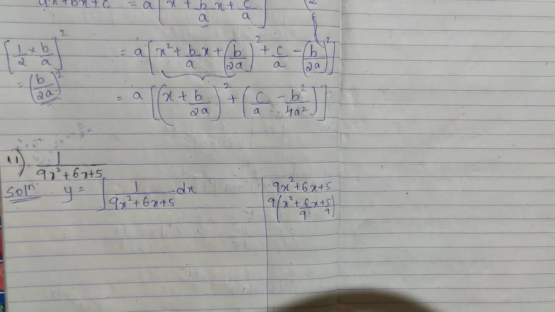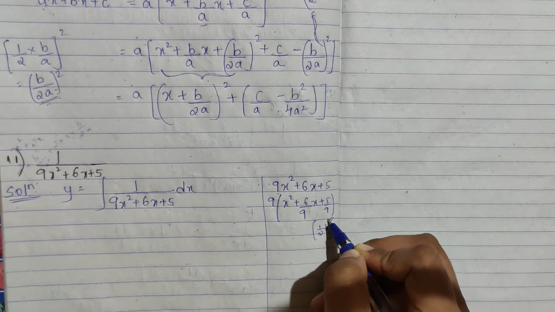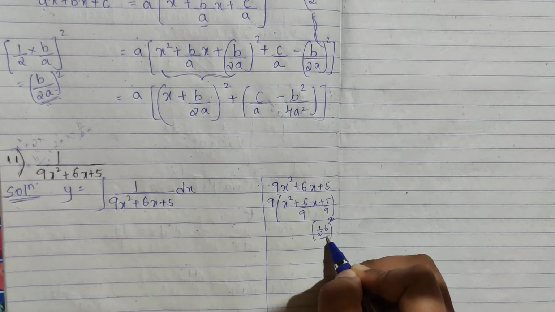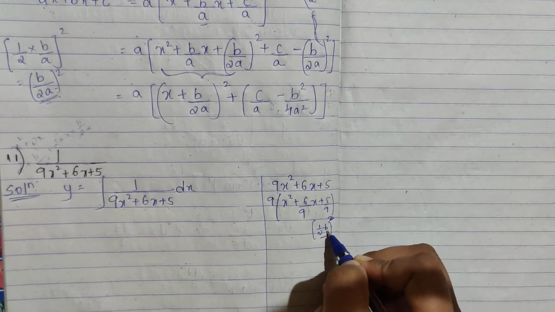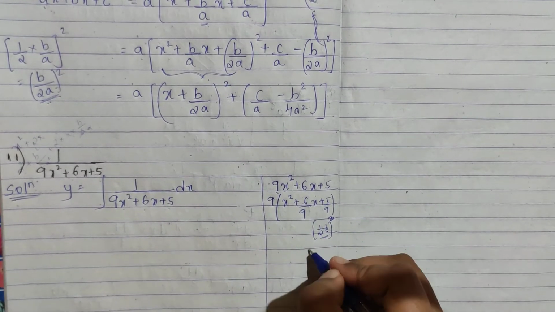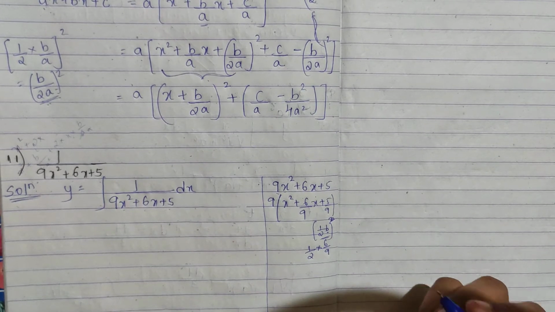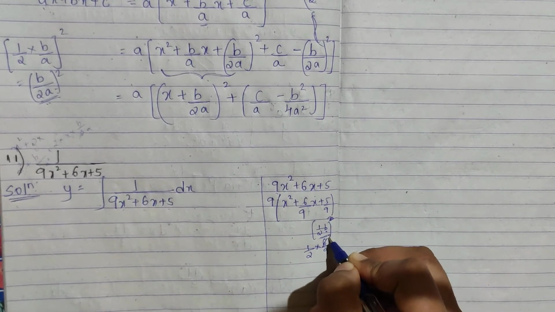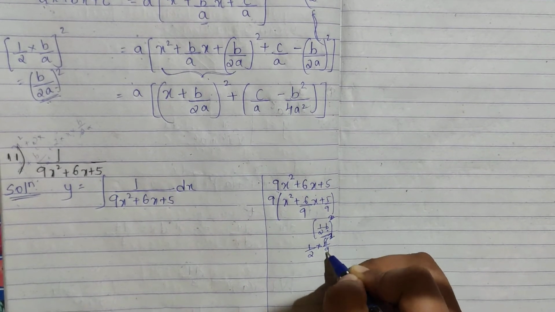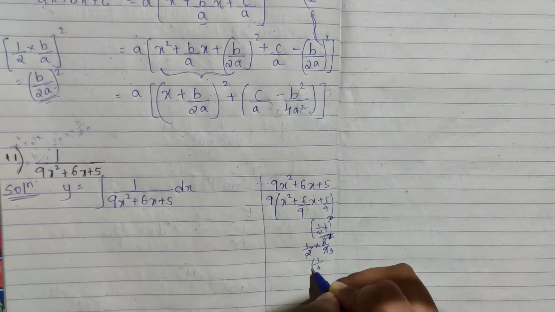Next, you have to add and subtract half b whole square. Here b means what? b is the coefficient of x. The coefficient of x is 6 by 9, so it will be half into 6 by 9. 3 2s are 6, 3 3s are 9, so the 3s cancel and we are having 1 by 3 whole square.